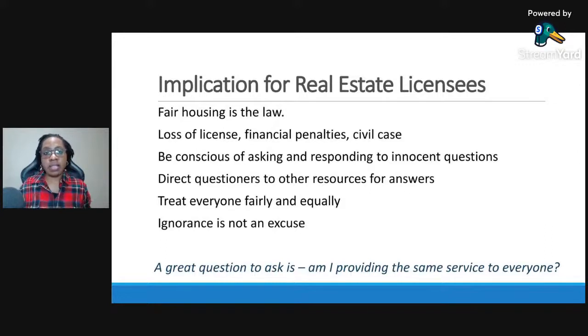If a licensee is found to be discriminating or violating the fair housing laws, it could lead to a loss of license and financial penalties in a civil case. So you're not just losing your license, but you're sometimes being brought before federal courts. And that's something that you don't want for yourself. And remember, this is just for one transaction. You can allow one transaction to ruin your entire life or your entire career. So just keep that in perspective.